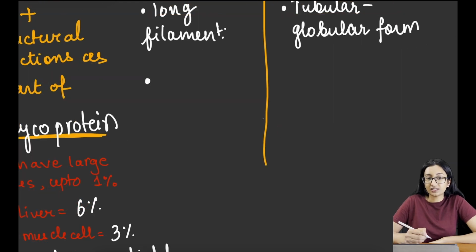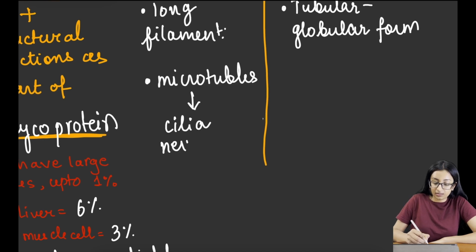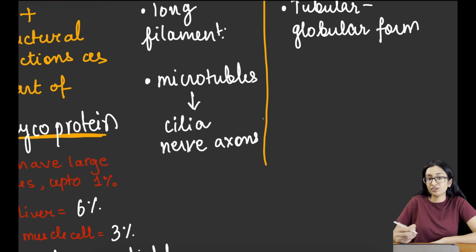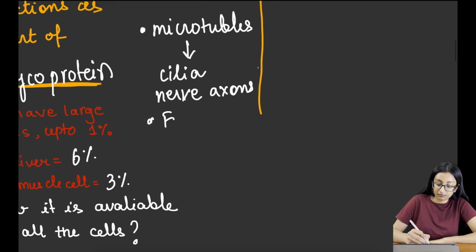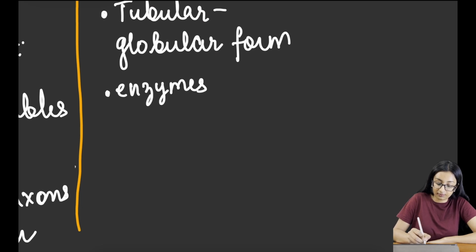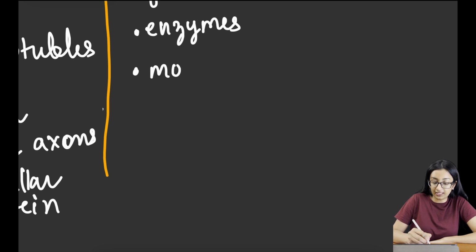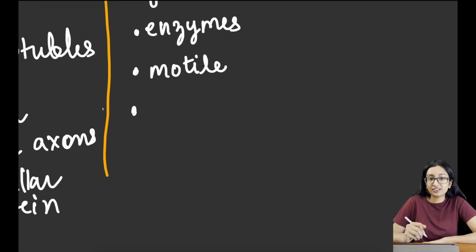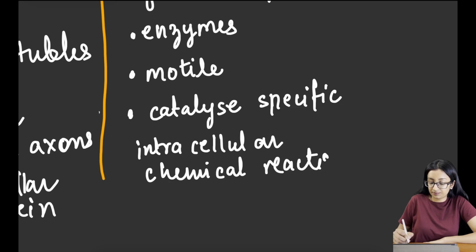So structural proteins are present in the form of microtubules. They will provide the cytoskeleton to the cilia, nerve axons, and even to the mitotic spindle. They are also present as fibrillar protein, for example in collagen, the connective tissue, the elastin area. Then we will have it in blood vessel walls also. Whereas the functional proteins, they act as enzymes. They are comparatively to the fibrillar protein motile. They catalyze specific intracellular chemical reactions.